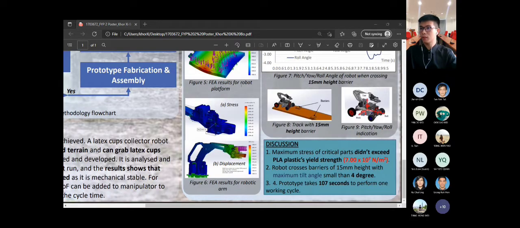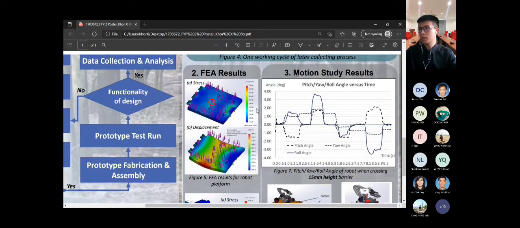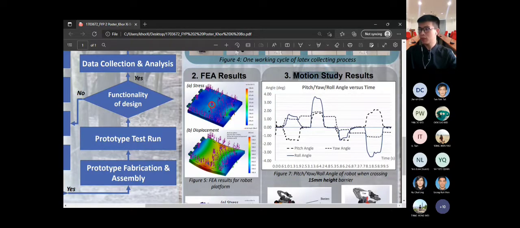These two parts, the robot platform and the robotic arm, will not fail because their maximum stress does not exceed the PLA plastic yield strength, which is this value. The PLA plastic is the input material to print these two parts. All right, and then let us move to the motion study analysis.